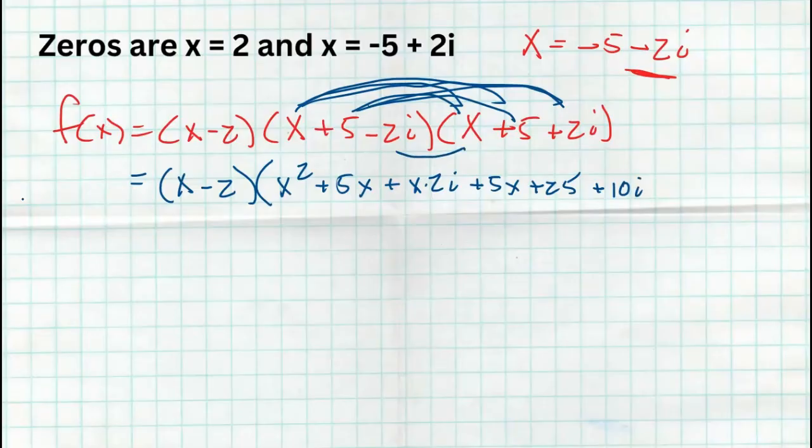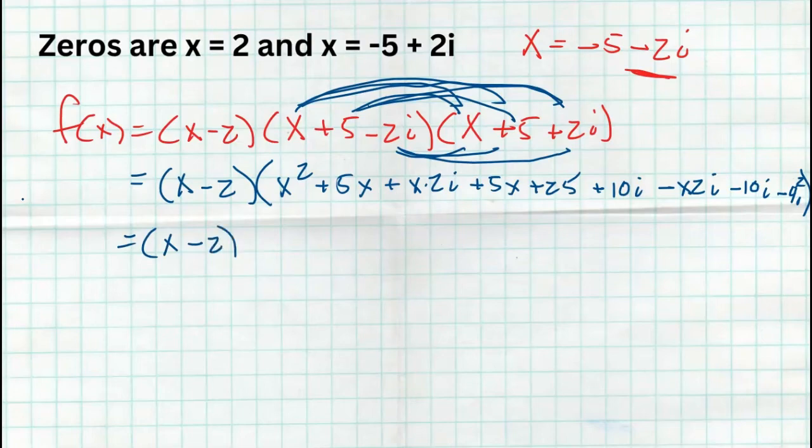One more to go here. Distribute the negative 2i times x. So I have negative x times 2i. Negative 2i times 5 is negative 10i. And negative 2i times positive 2i is going to be a negative 4i squared. All right. Sorry for kind of messing all that up. My handwriting is a little bit messy, but you get the idea.